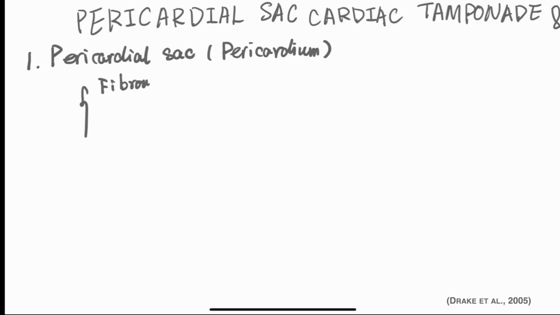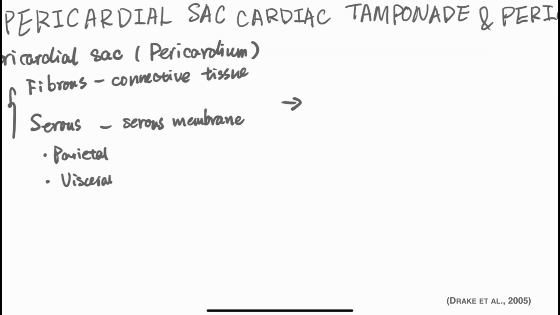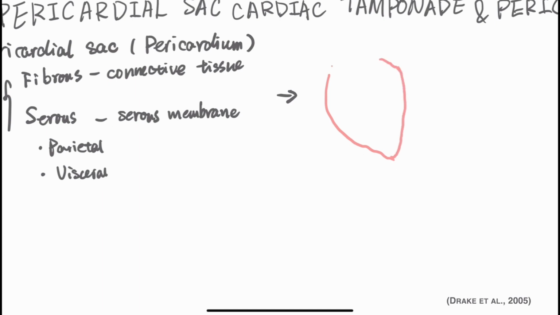The pericardium or pericardial sac is a fibrous serous sac covering the heart and initial heart vessels. Imagine the heart as an orange. The pericardium would be the peel around it. It includes a serous layer and a fibrous layer. Here we're using different colors to demonstrate different layers.